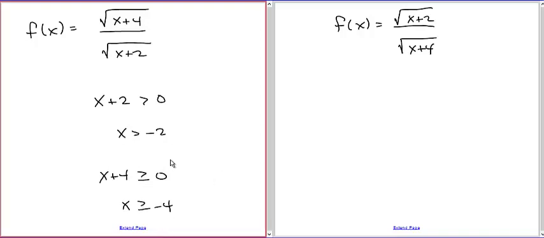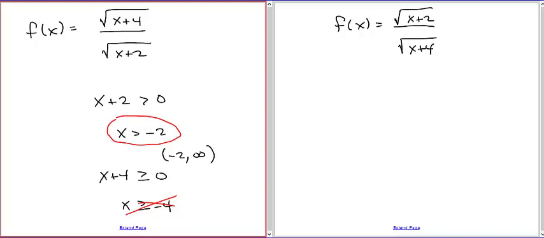So looking at these two, if x is greater than -2, then it can't equal -4. So this one supersedes that one. So you'd have -2 comma positive infinity for that interval.